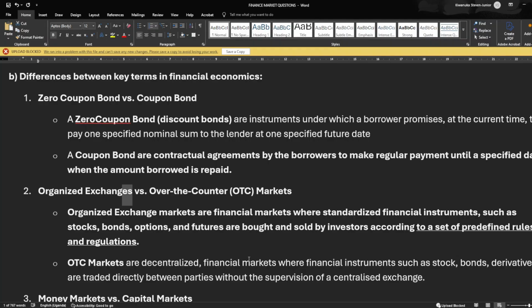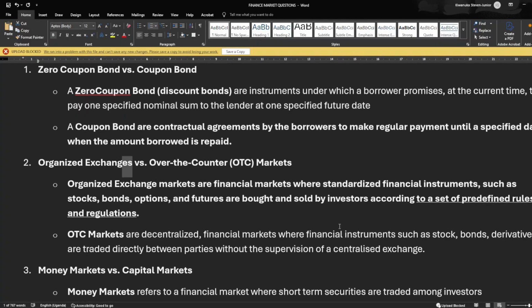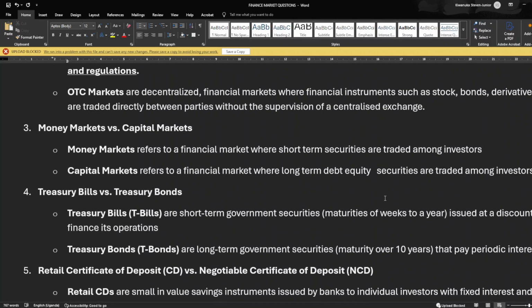Then we also have over-the-counter markets. What are over-the-counter markets? They are decentralized financial markets where financial instruments such as stocks, bonds, and derivatives are traded directly between parties without the supervision of a centralized exchange. So in over the counter, there is no supervision of a centralized exchange.